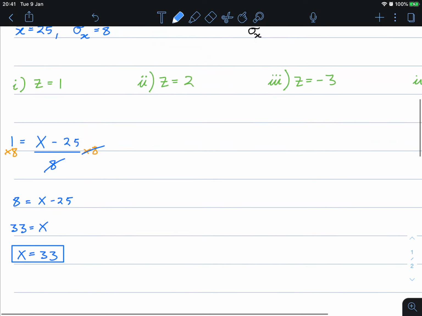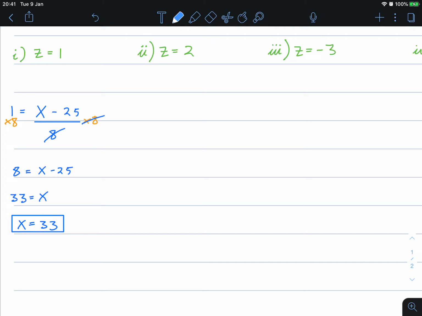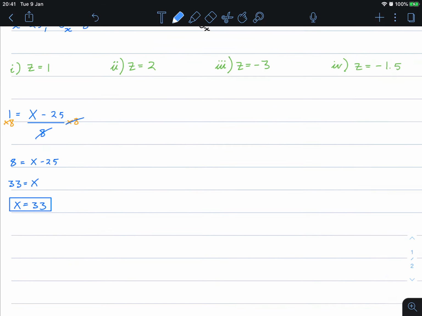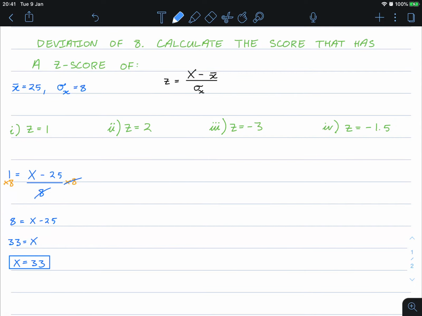So if we're given a z-score, we can find its original raw mark. Let's try this again. You can go ahead, pause the video and give it a go yourself for these next three values.